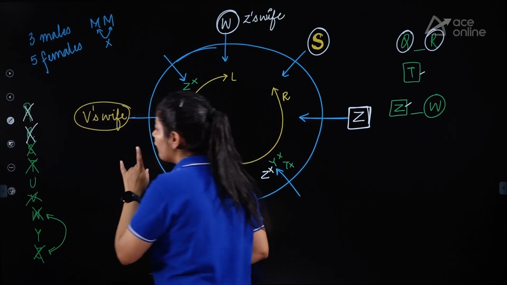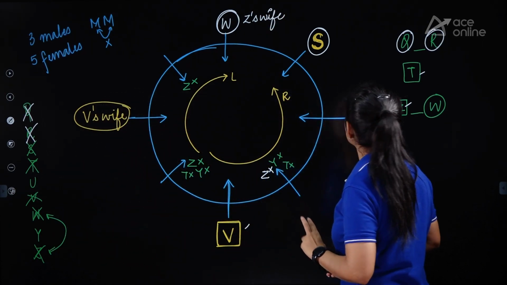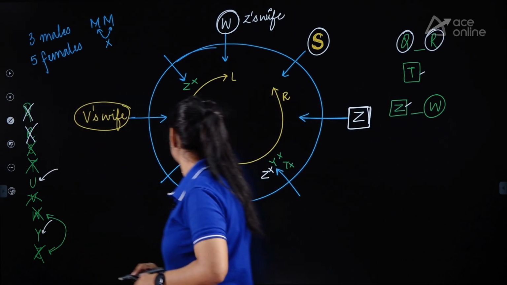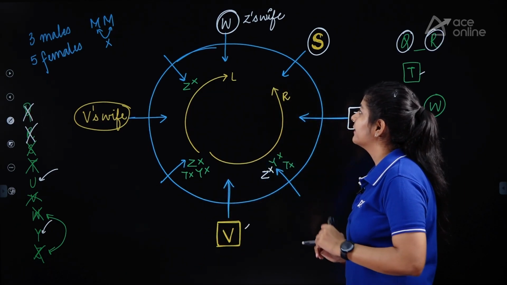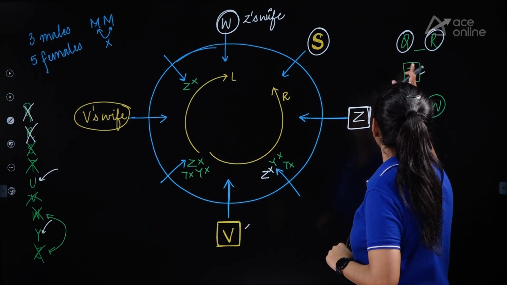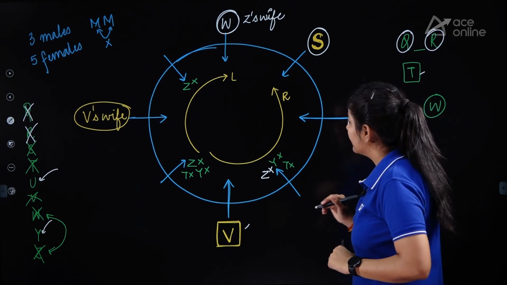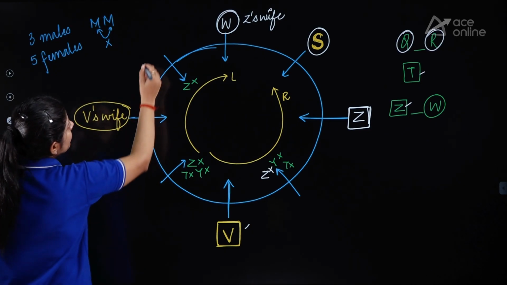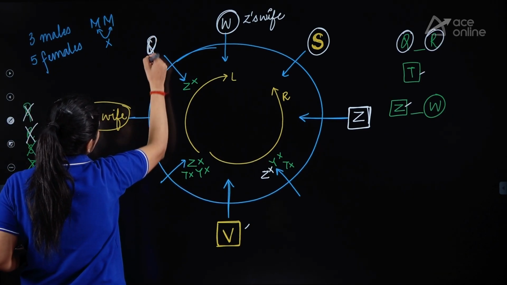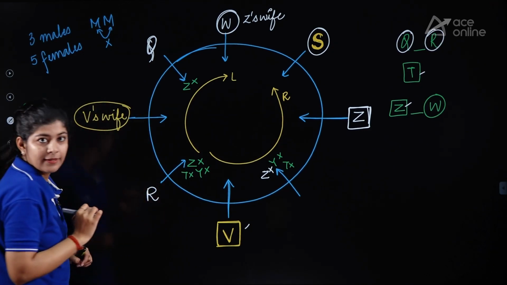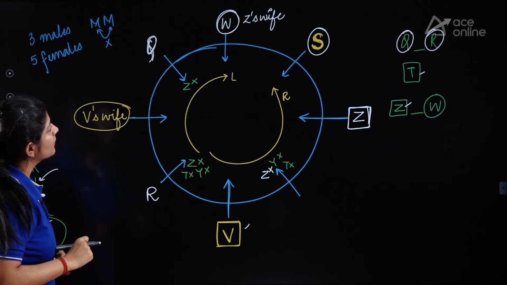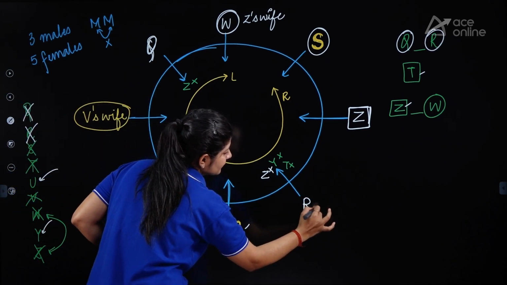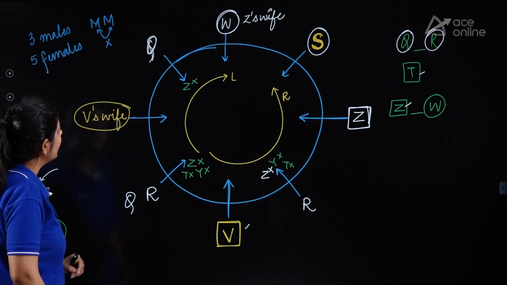Now, for V's wife, we are left with just 2 persons, either U or Y. But first we have to put our Q and R. So if I put my Q over here, then R should be here. Right. But I can also do one more thing: if I put Q over here, then R should be here, right?